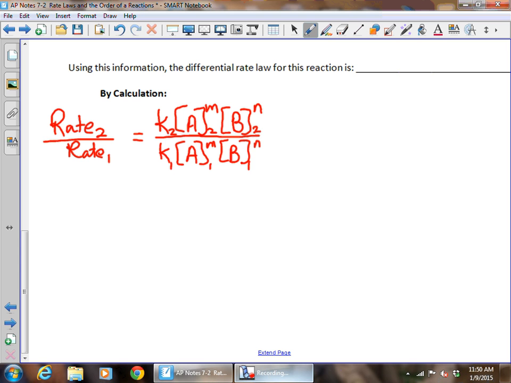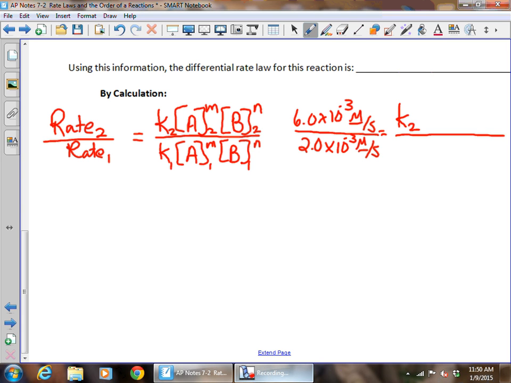If you look back up at the table, now I'm not going to be switching back and forth to the table, so you'll have to have it handy. But the initial rate for 2 was 6.0 times 10 to the negative 3 molar per second. And our initial rate for reaction 1 is 2.0 times 10 to the negative 3 molar per second. We don't know at this point k for either one of them. This is before we ever are able to find k.